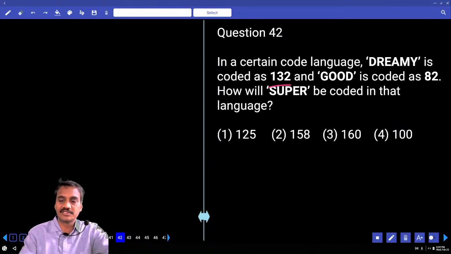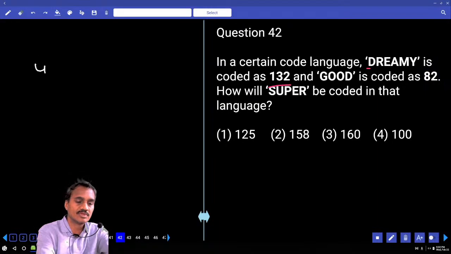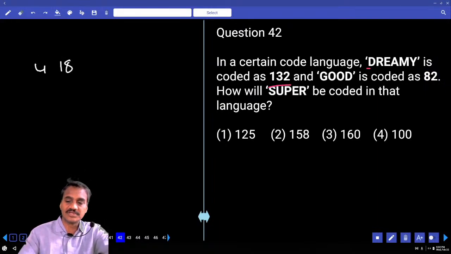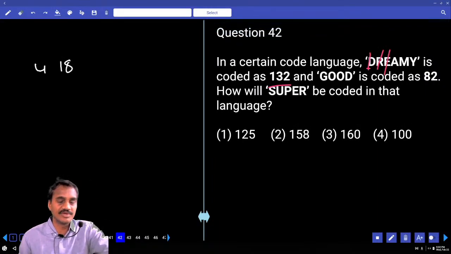Next, change it. Then take the place values. D value and the 4. Next one, 18. 4 plus 18 is 22, plus 5 is 27, plus 1 is 28. 28 plus 13 is 41, plus 25. 41 plus 25, how much does it come to? Tell me.